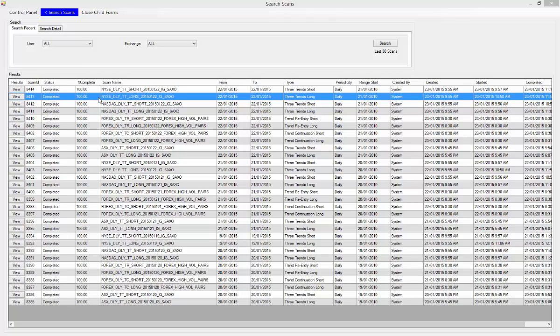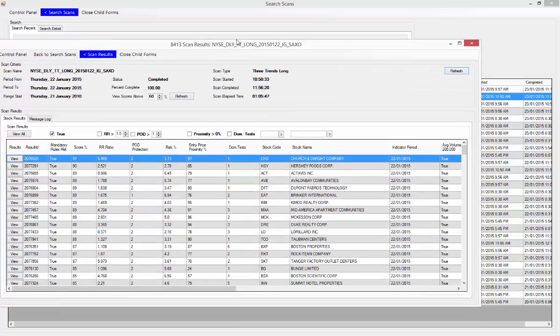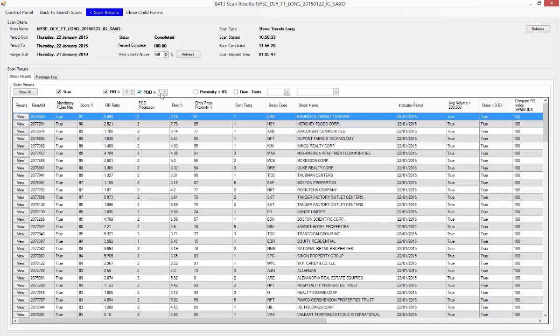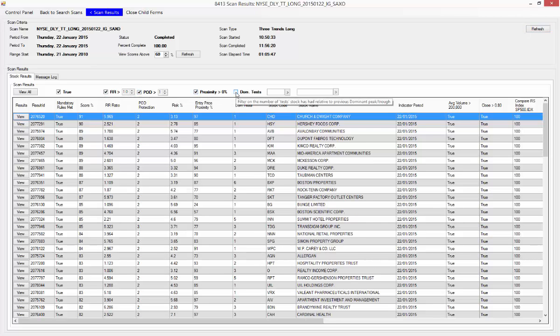I'm going to be choosing the scan that was done on the New York Stock Exchange daily 3 trends long, the 22nd of January 2015. I'm going to click the view button, and we're going to have a look at the list of stocks that was chosen in that scan under this strategy 3 trends long. I'm going to tick across all these boxes, so I'm going to save time and only get what should be considered the best of the best stocks.